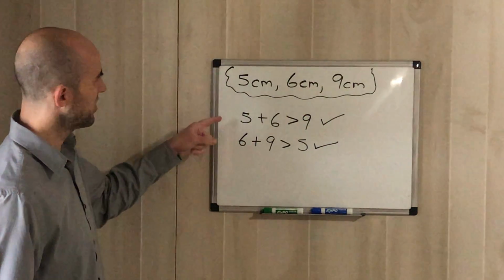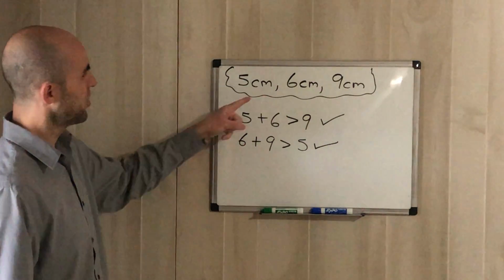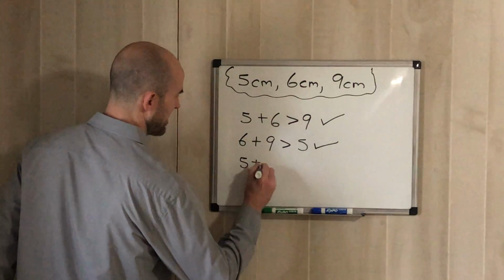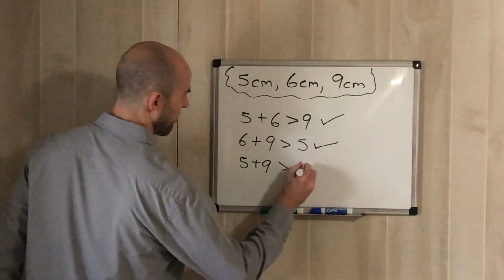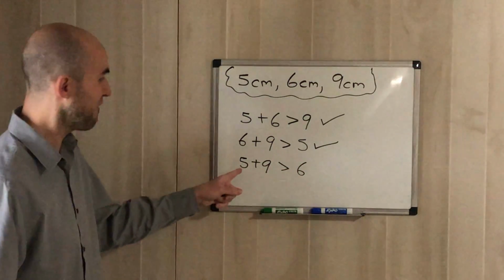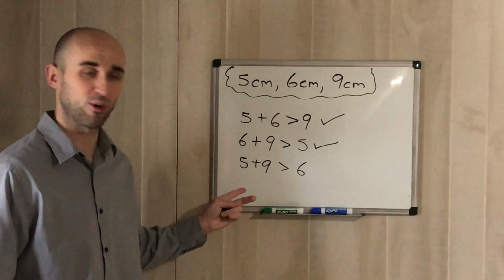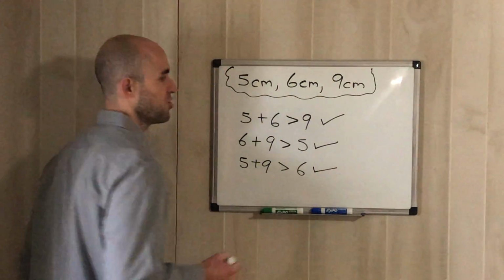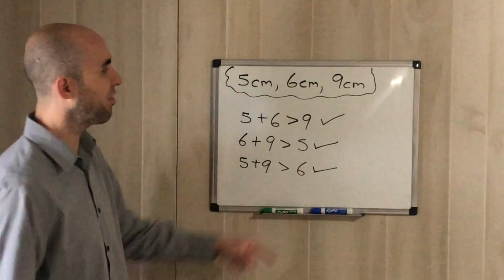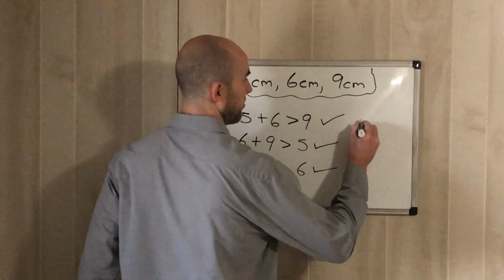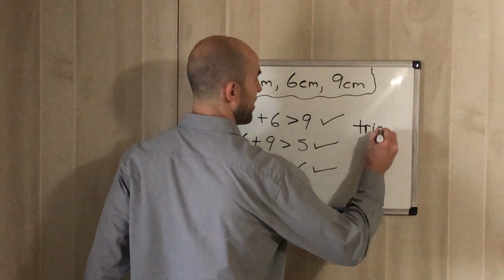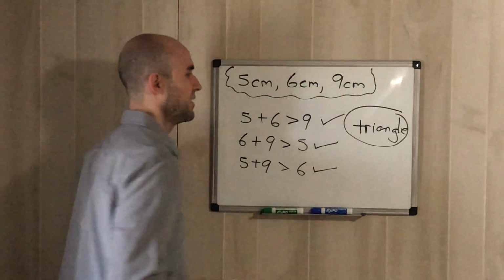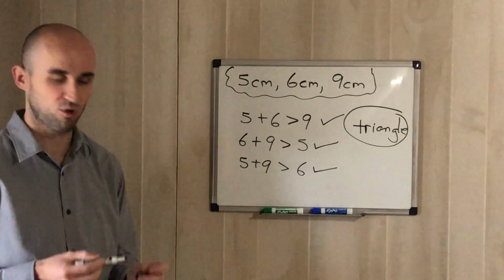And now the last one, we added 5 plus 6. We added 6 plus 9. Now let's add 5 plus 9. And we want that to be greater than 6, right? And 5 plus 9 is 14. 14 is greater than 6. So we know that that's true. And so the fact that all 3 of those are true, automatically we know that, yes, those 3 sides can make a triangle. They will make a triangle. Because again, all 3 statements are true.